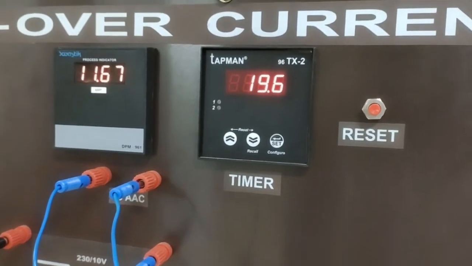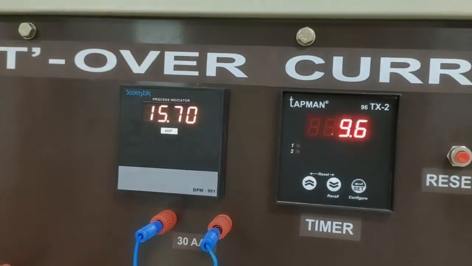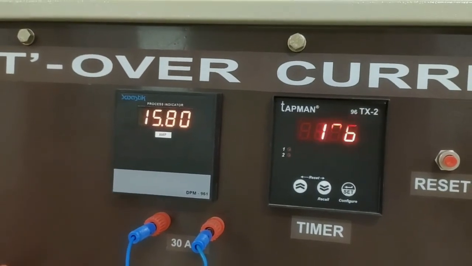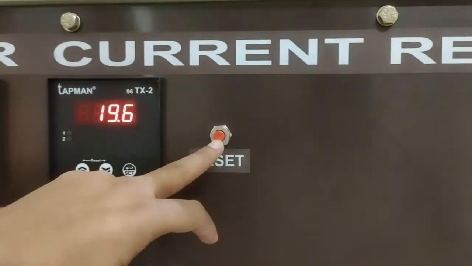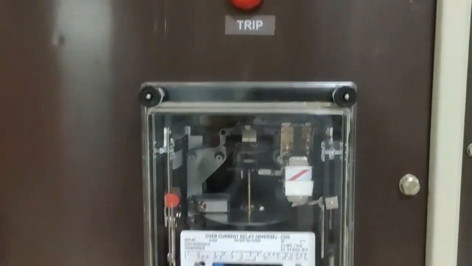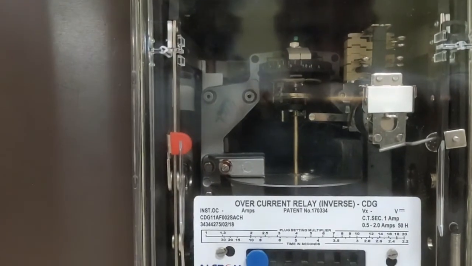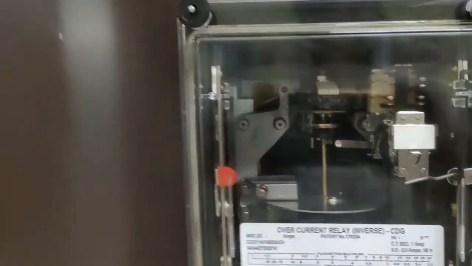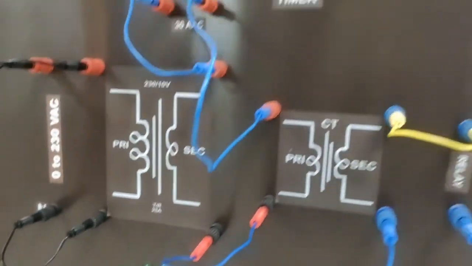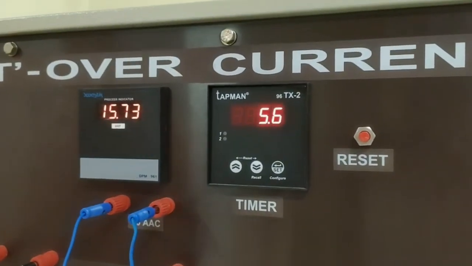Next we vary the current up to 15.79. Here I am taking 15.82 ampere, and now you can reset the previous values. Test switch is in off position. Now the disk is rotating. Whenever the disk is stopped, then the relay will be operated. Disk stops now, now you can switch on the relay. Now the timer starts. The current is 15.73, and the corresponding time.